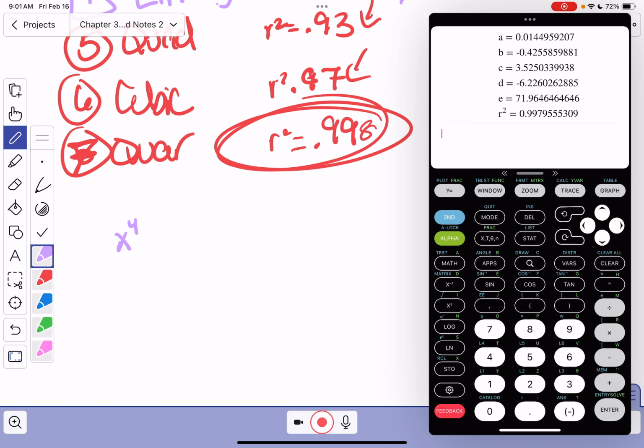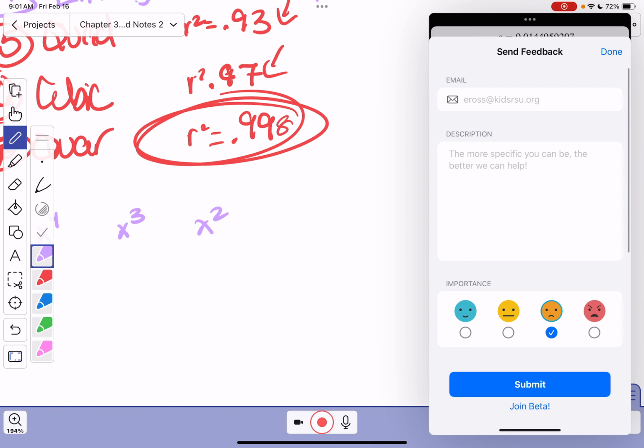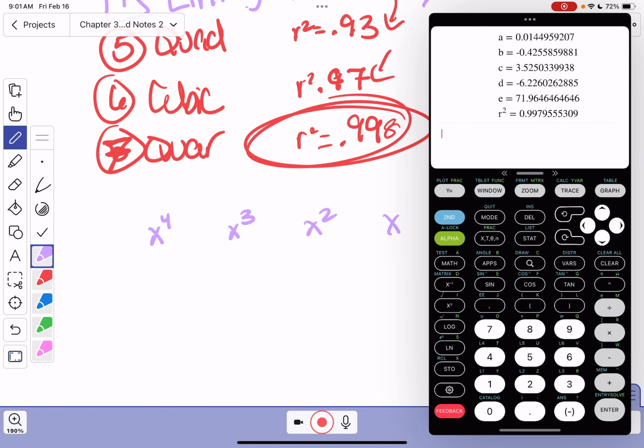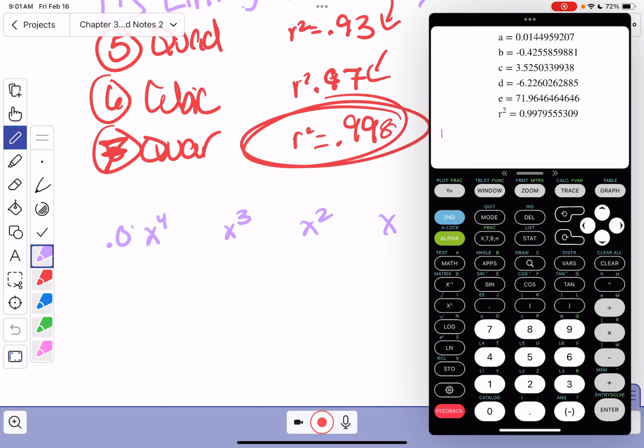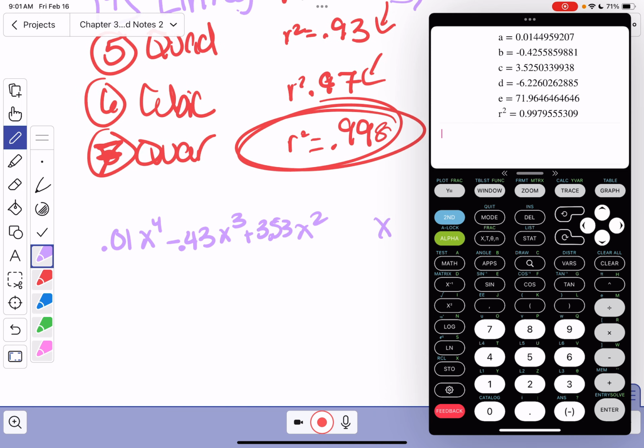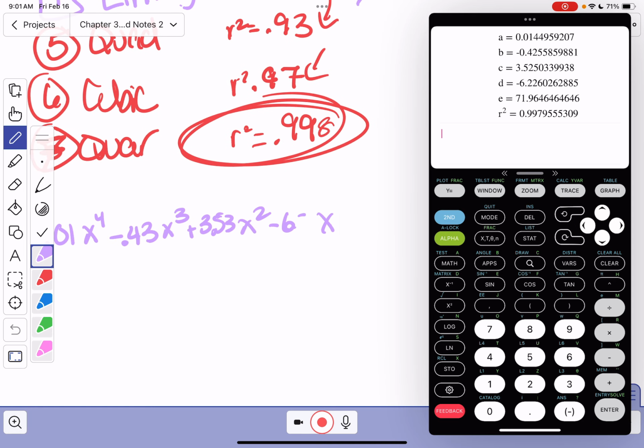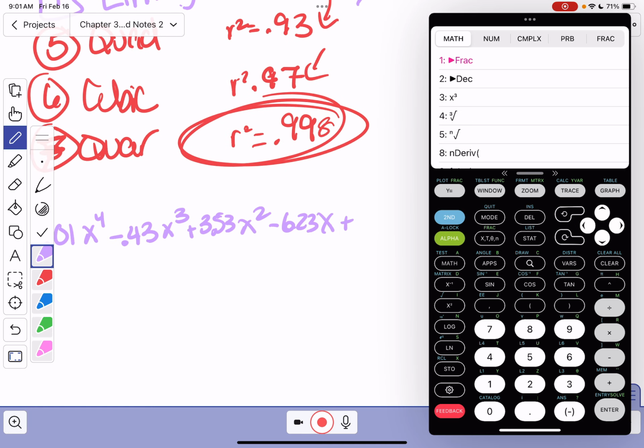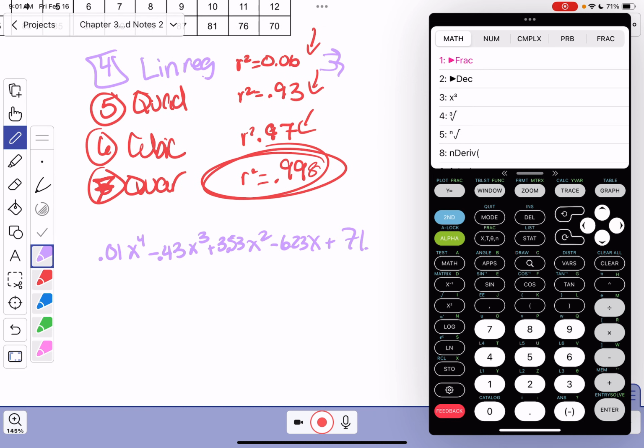So it's going to have an x to the 4th. It's going to have an x to the 3rd. It's going to have an x squared. It's going to have an x, and it's going to have a constant. A goes with our x to the 4th. B goes with our x cubed. C goes with x squared. D goes with x, and then E is our constant. So that would be the equation that models the lines. And you can do that with any different piece. So that is section 3.5 or 4.1. Let me know if you have any questions.